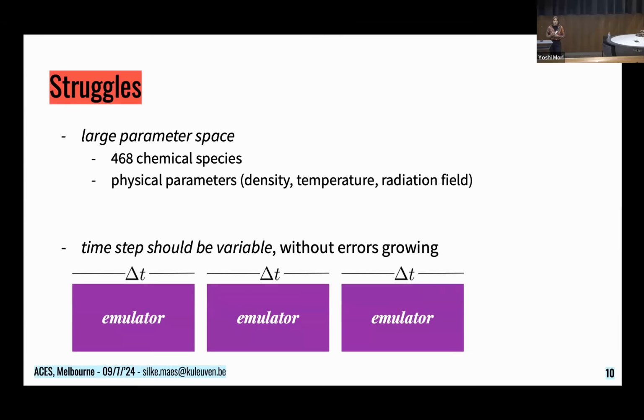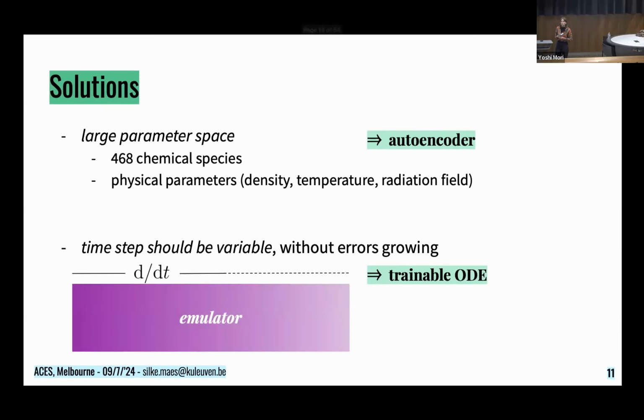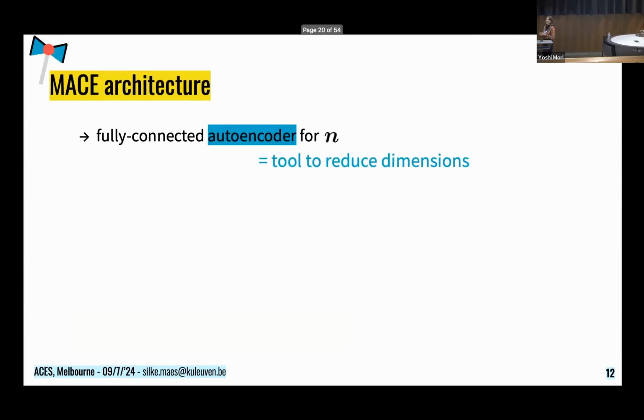So these are two aspects we want to overcome, and hence we came up with some solutions, again inspired by literature. For the large parameter space, we'll use an autoencoder, and in a moment I'll tell you more about this. And secondly, for the time step issue, we turn to using a trainable set of ordinary differential equations so that we get, in the end, a sort of differentiable emulator. All right, a lot of technical details, I know, but I'm trying to guide you through it. So let's look a bit more into this autoencoder thing.